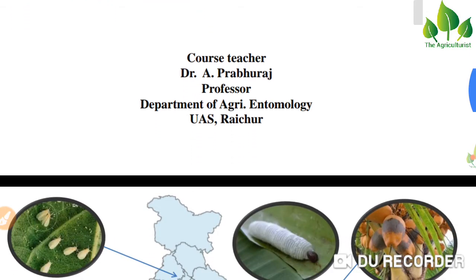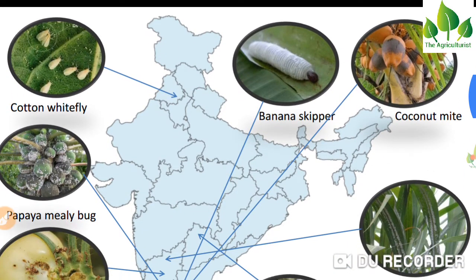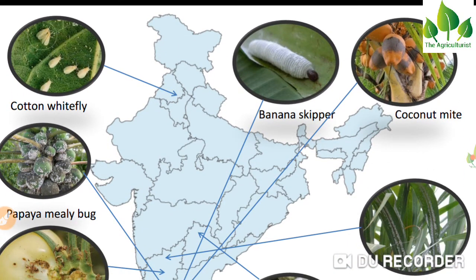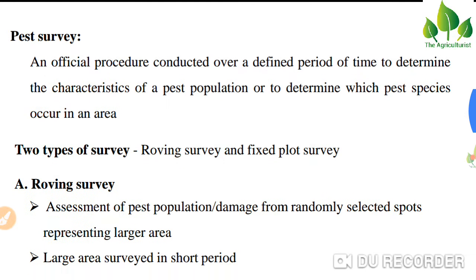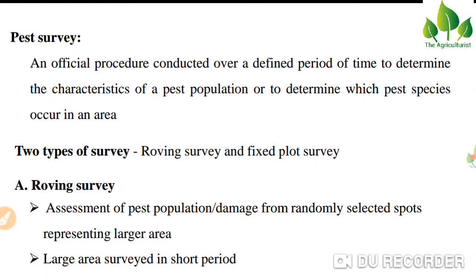So let's start. In this image you are watching that there are some insects which affect some specific parts of India, right? So let's start with the pest survey. So what is pest survey? It is an official procedure conducted over a defined period of time to determine the characteristic of a pest population or to determine which pest species occurs in an area.